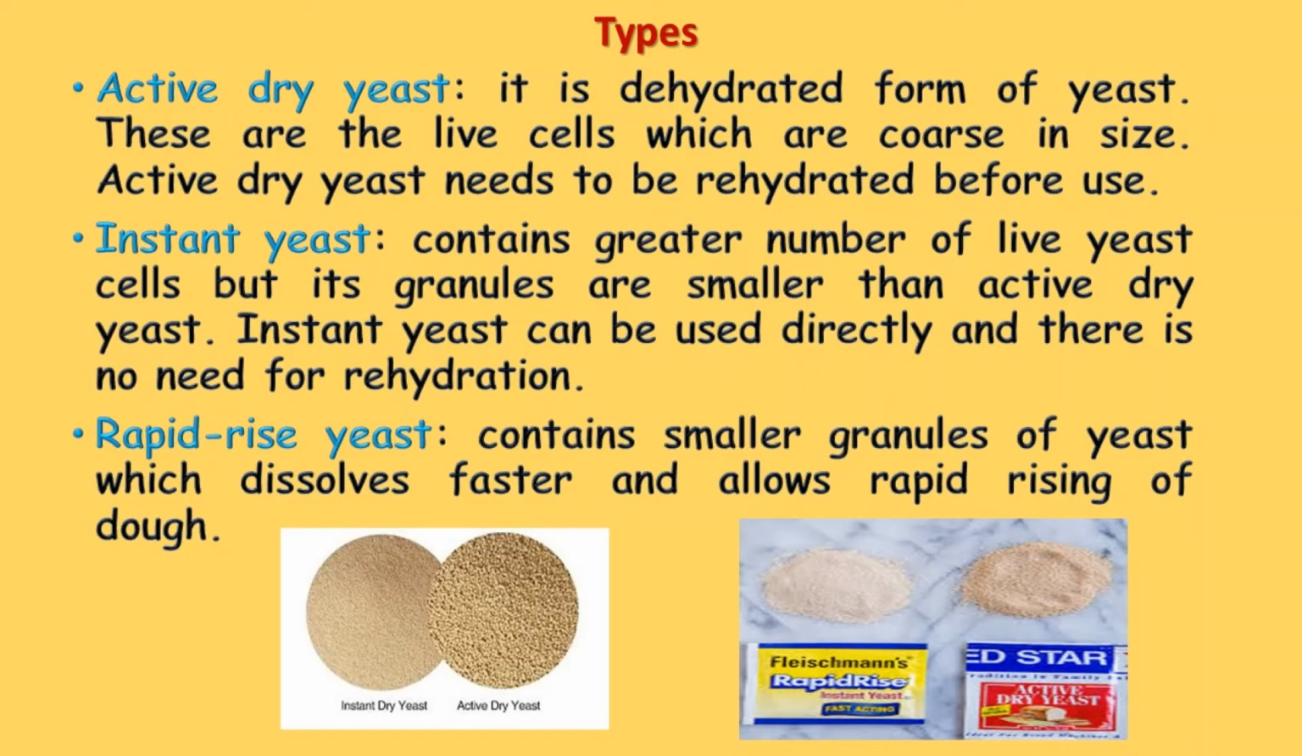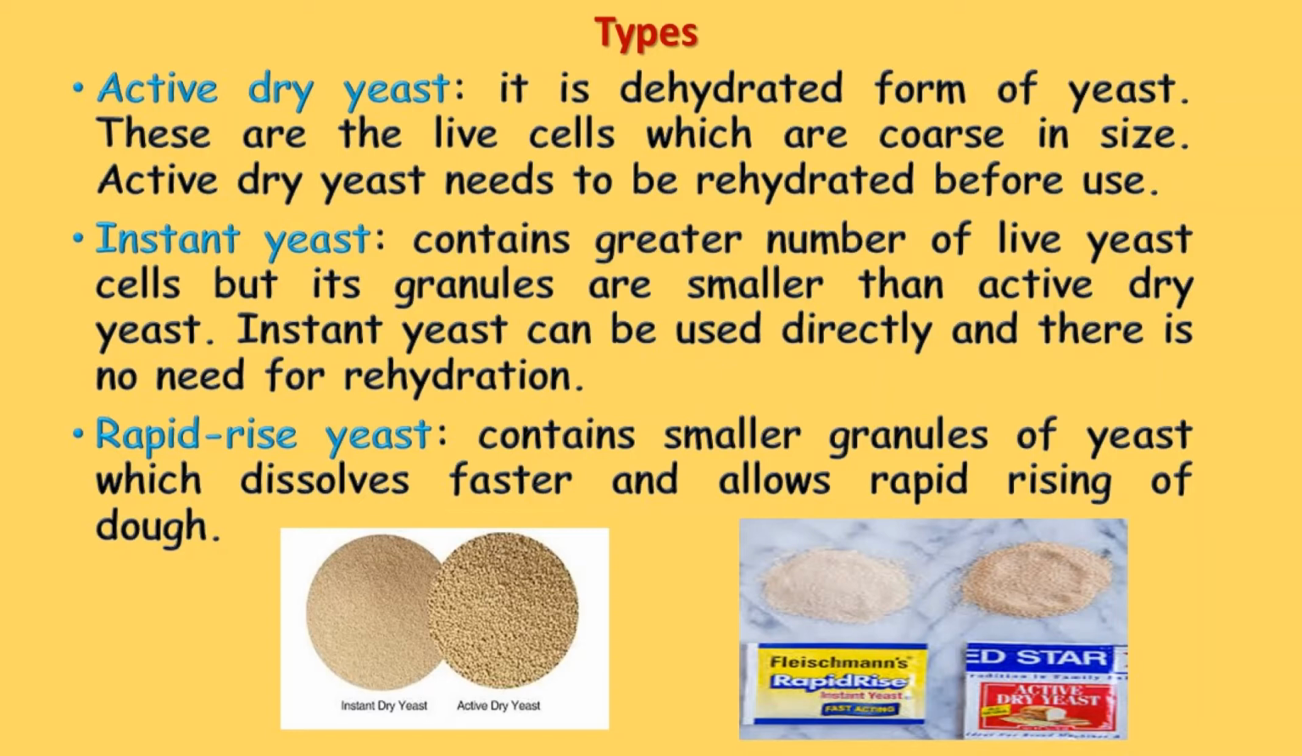Now, types of yeast. The first type is active dry yeast. It is the dehydrated form of yeast. These are live cells which are coarse in size. Active dry yeast needs to be rehydrated before use.